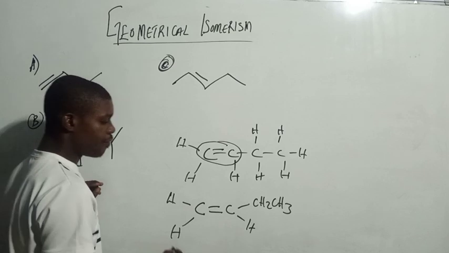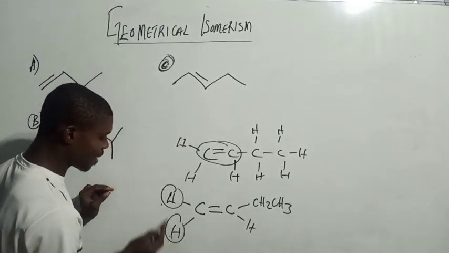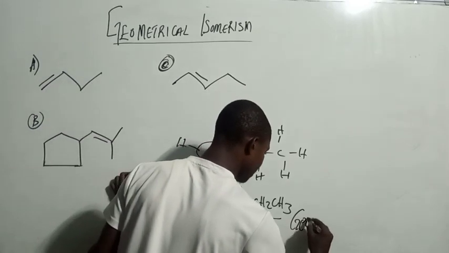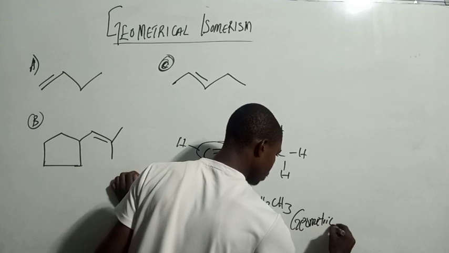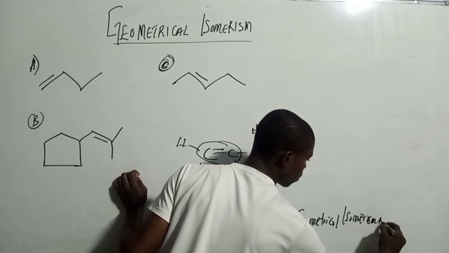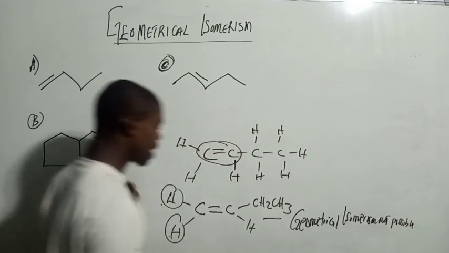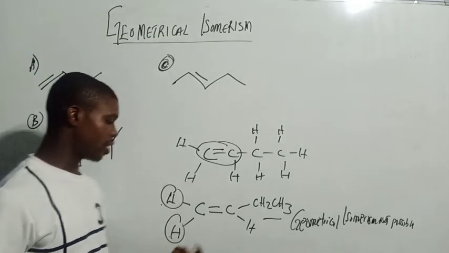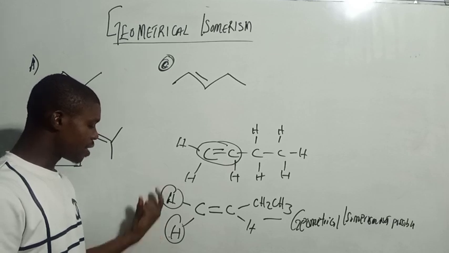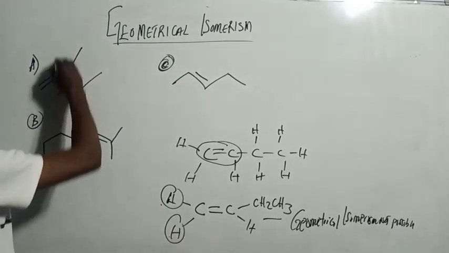So remember, for geometrical isomerism to be possible, these two must not be the same, because here we have 2 hydrogens. So geometrical isomerism is not possible at this point. Why? Because here we have two of the same atom attached to the carbon atom carrying a double bond. Do you get? So geometrical isomerism is not possible here.